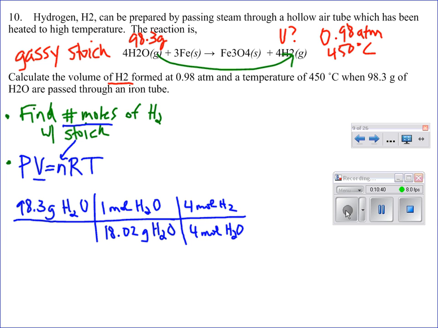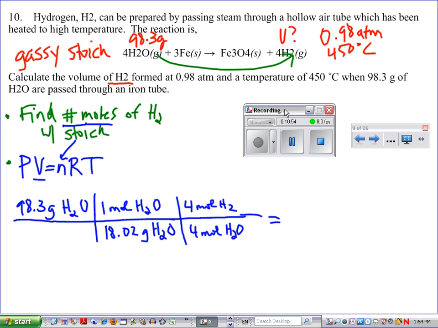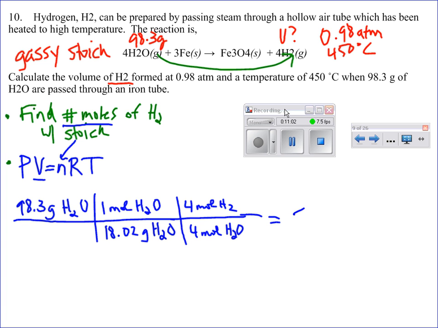Now, if this were at actual standard conditions and I wanted volume, I would continue the stoichiometry here and then do 22.4 liters for every 1 mole. But we're not at standard conditions, so we have to stop. So go ahead and give me the moles of my H2, to 3 sig figs. 5.46 moles of H2. All right, so now we'll plug into PV equals nRT.